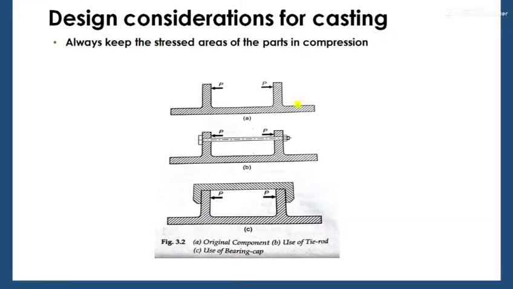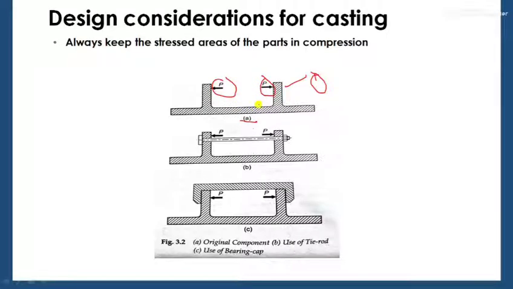Now there are some situations where tensile stresses are unavoidable. You cannot avoid the tensile stress. Let us say this is the situation. This is the original component, figure A. In figure A you can see that two tensile stresses are acting on this particular cast component, so it is unavoidable.